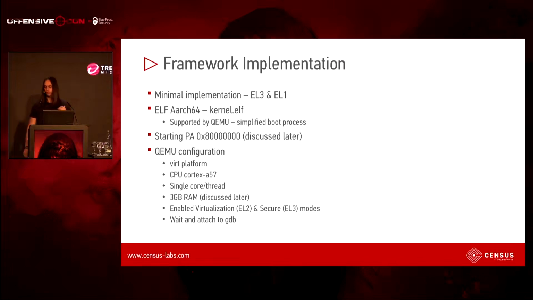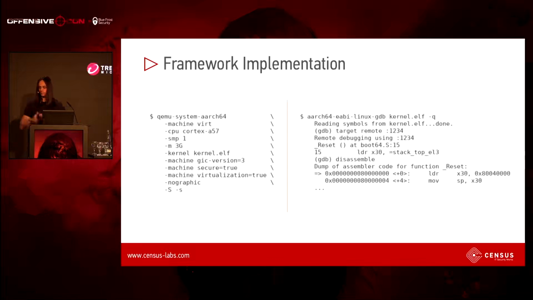And then we have our configuration, which, as you can see, uses the virt platform, a Cortex A57 CPU, a single core with a single thread, 3 GB of RAM, and of course EL3 and EL2 enabled, and we attach to GDB. This is the actual command on the left. On the right, we attach GDB, and we are now ready to start implementing our framework.